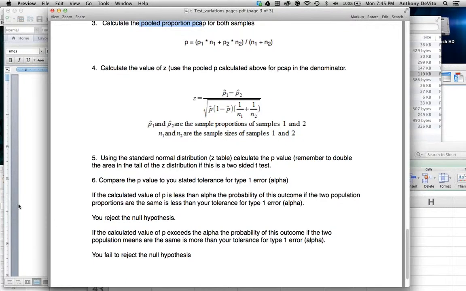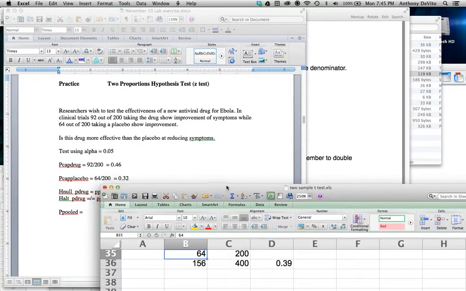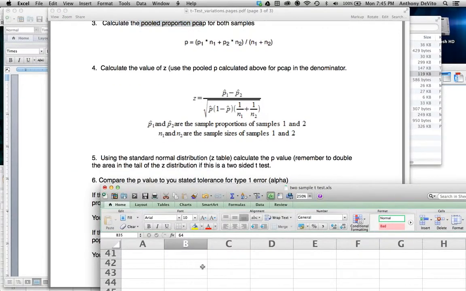So let's calculate it. Hopefully you guys are doing this along with me, so I'm not the only one working here. So let me see here. Okay, so Z is going to be, I'm going to do the numerator and denominator separately just to keep things straight. P1 is equal to 0.46 minus, what was the other one? 0.32, right? Okay, and now I'm going to do my denominator.